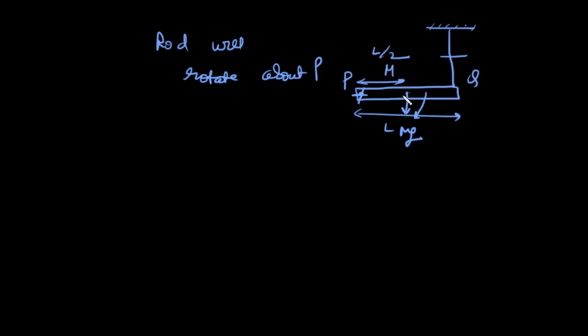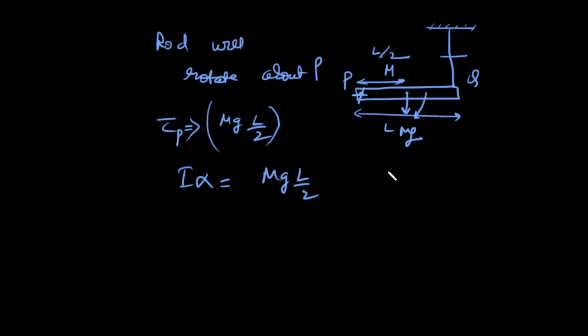So this is L by 2 since the weight is at the center and P is the other end of the rod. So the torque at P would be equal to mg L by 2. And the torque, as all of you know, is I alpha. I is the moment of inertia about the point of rotation, hence we have to take the moment of inertia about point P. What is the moment of inertia about the end of the rod? I have already explained it. It is ml square by 3.